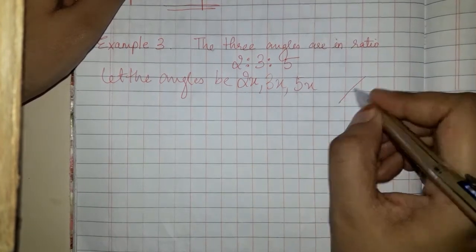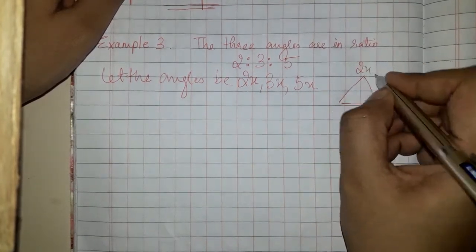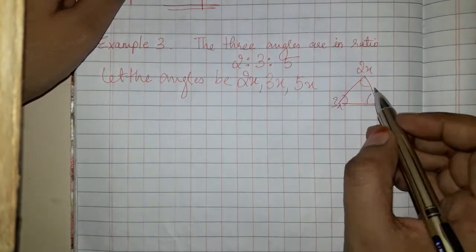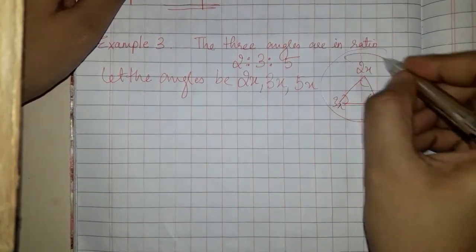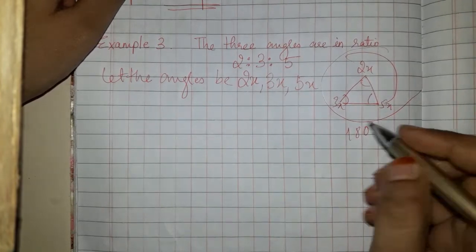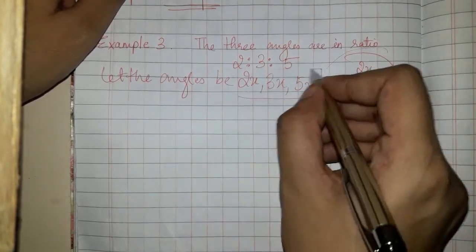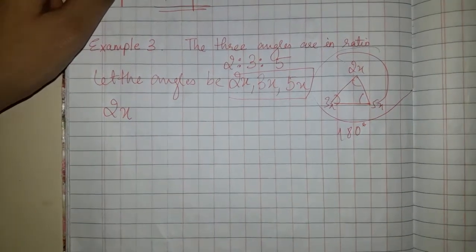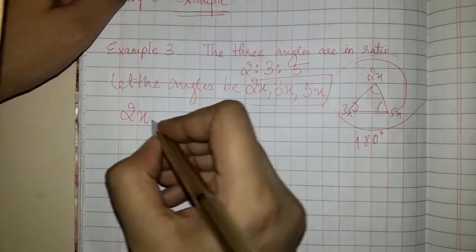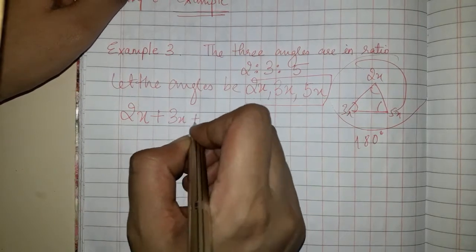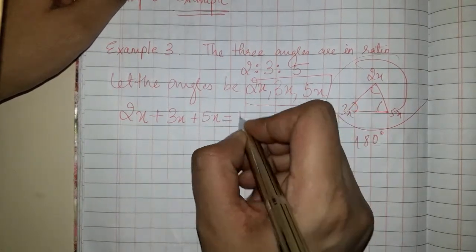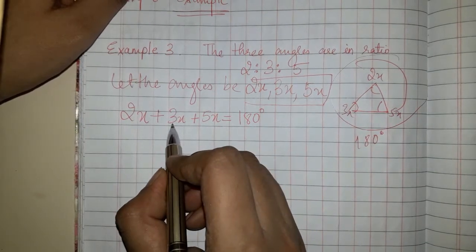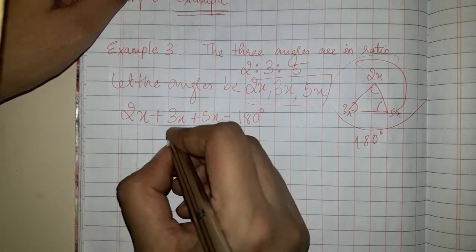We know in a triangle, all three angles will give a sum of 180 degrees. So we'll add all these three angles and we'll put it equal to 180 degrees. 2x plus 3x plus 5x is equal to 180 degrees. 5 plus 3 is 8. 8 plus 2 is 10.